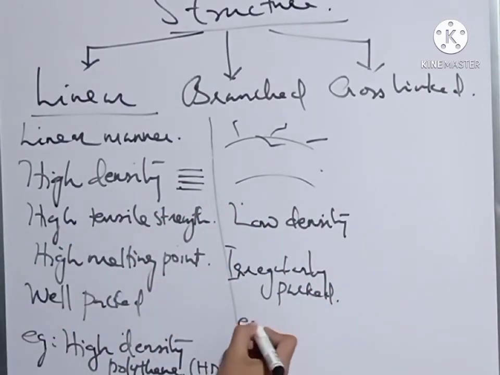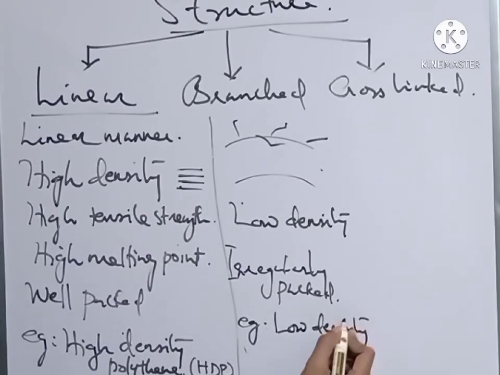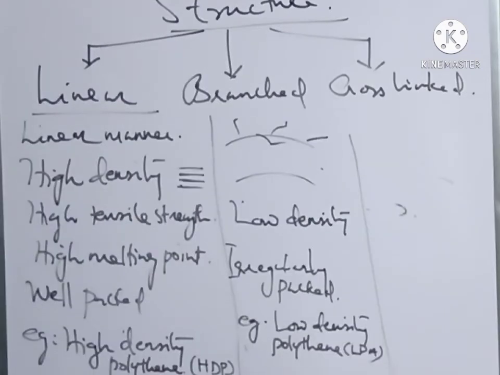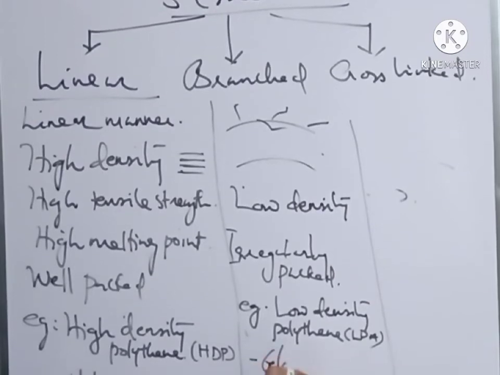So examples are low density polythene, or LDPE, and glycogen, etc.